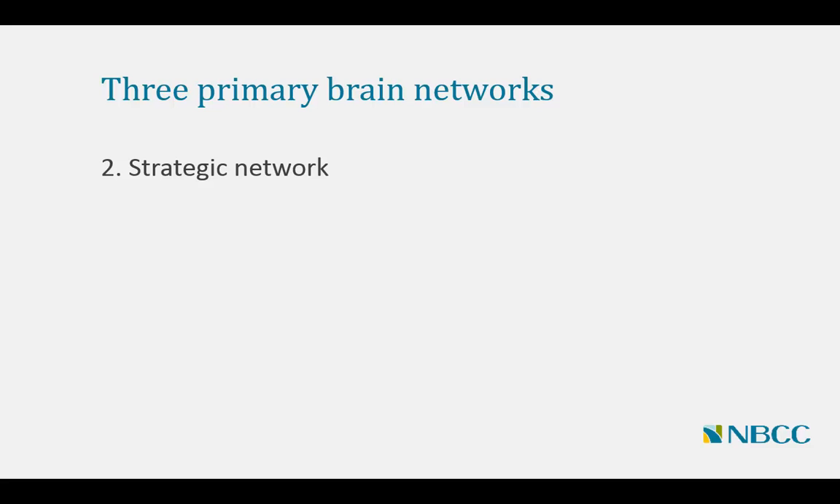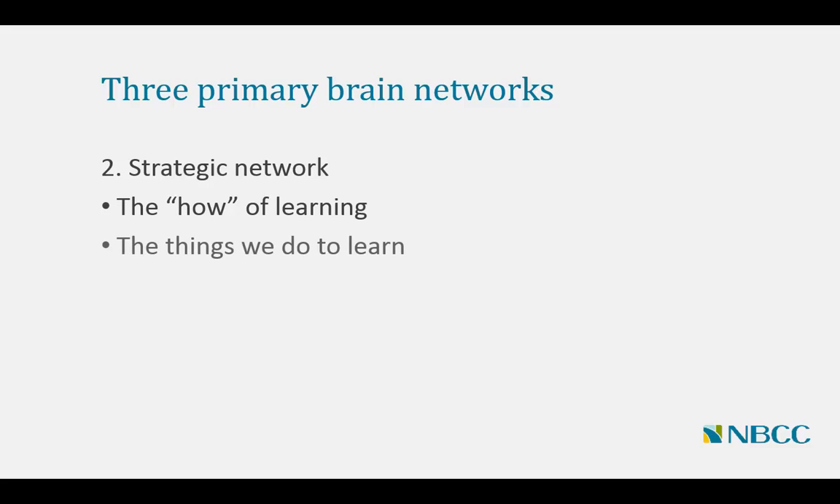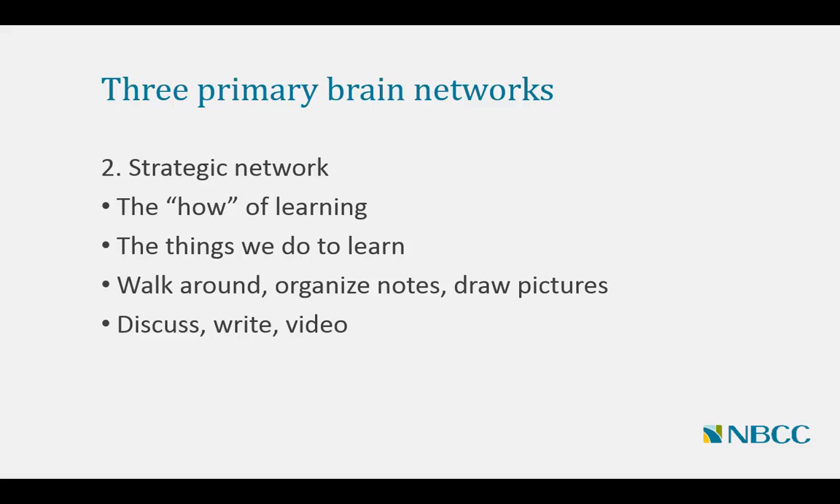Second is the strategic network, which CAST calls the how of learning. This means the things that we do, the actions we perform, the way we learn and express learning. For example, when some people are thinking, they need to get up and walk around. Other people like to organize and make notes. Others draw pictures. Some prefer group discussions or to act things out. Some people express their learning by organizing essays. Others could make a great video.